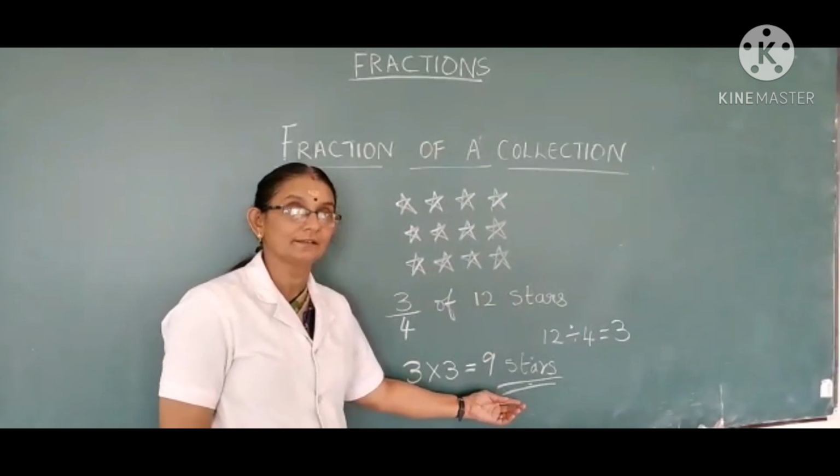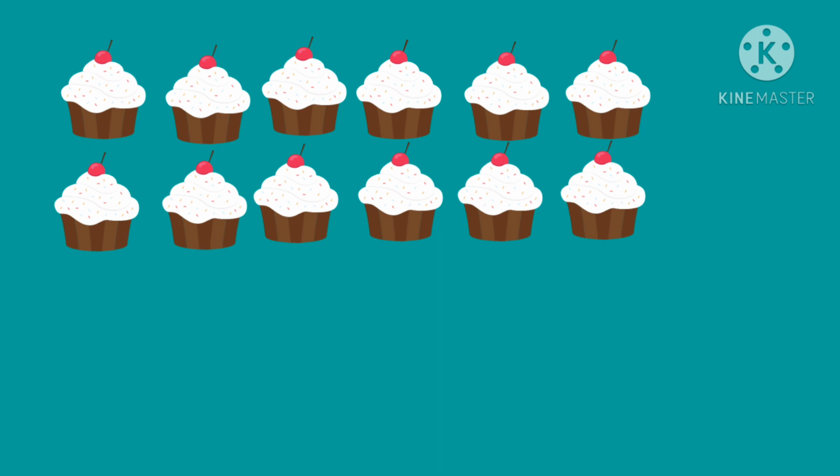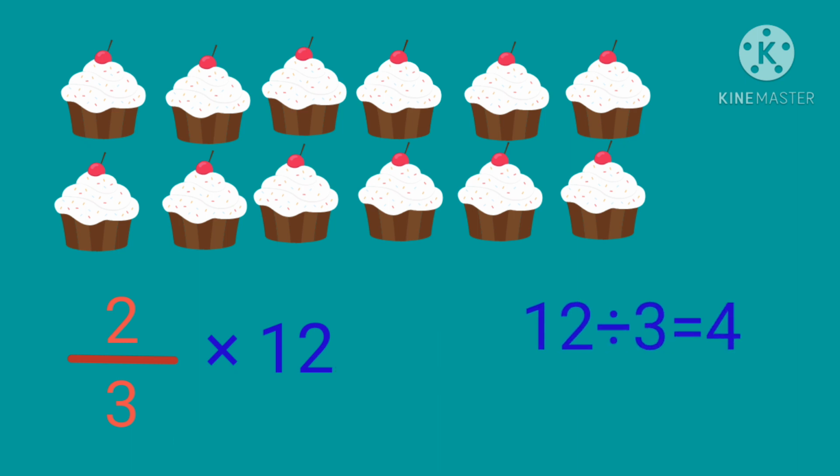So, did you understand, children, how to find the fraction of a collection? Now let us see one more example. Here is a collection of 12 cupcakes. I want to find 2/3 of the collection. So, how do we find out? Yes, 2 by 3 into 12, isn't it? So, first what we have to do? We have to divide 12 by the denominator 3. Okay. Now, what is 12 divided by 3? Yes, it is equal to 4.